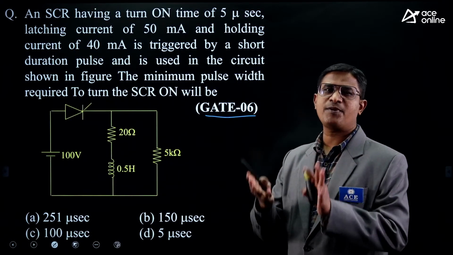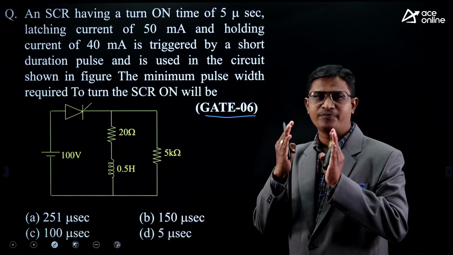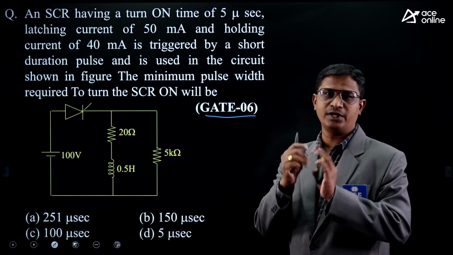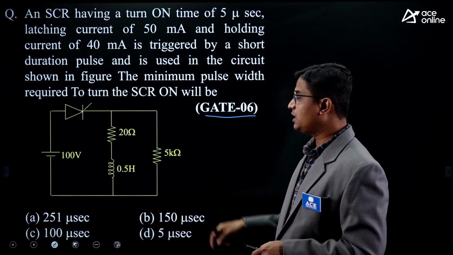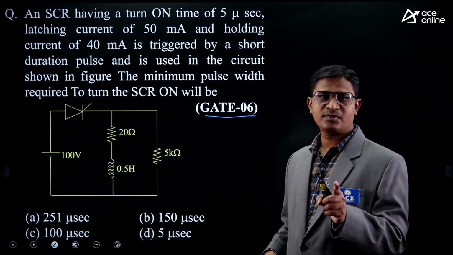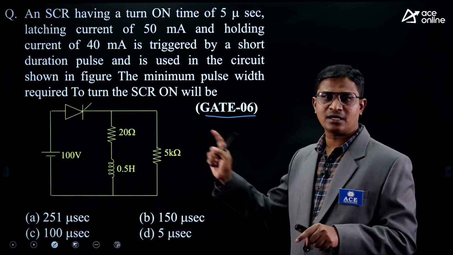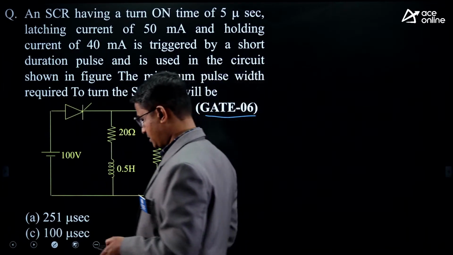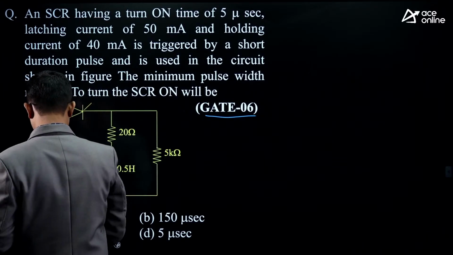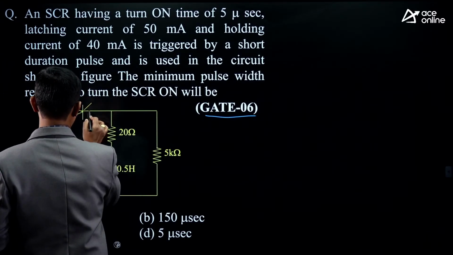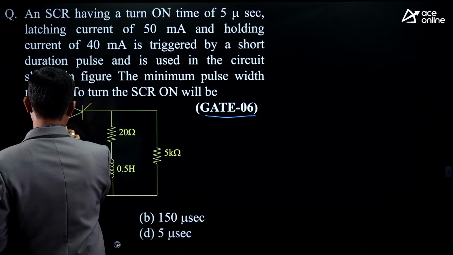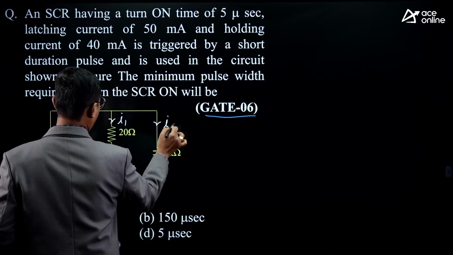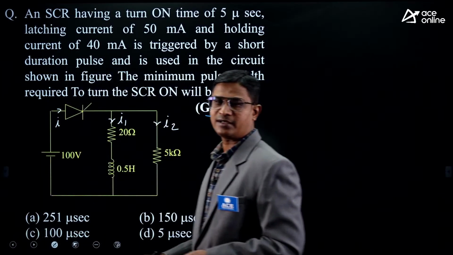They are asking again the TP value. Minimum pulse width means what is the minimum TP, that is the minimum value of the gate pulse width. Right. So till the instant your SCR current reaches the latching current value, we need to maintain the gate signal to the SCR. Here, suppose this current is I, this current is I1 and this current is I2. I1 and I2 I am writing.